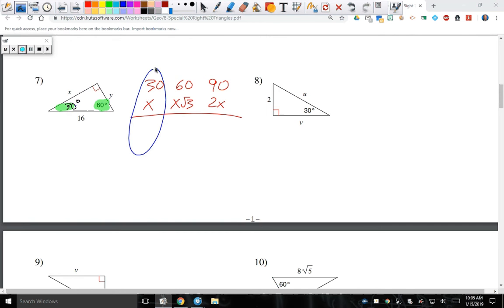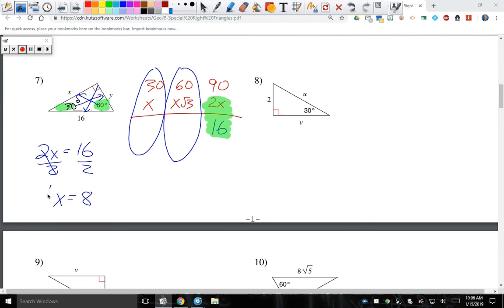So opposite from 30, they have y. I'm not going to write it down this time, okay? Opposite from 60, they have x. And then opposite from 90, they have 16. Notice that the only one that I can set equal to, so I can solve for x, where everything else is known, is the 90 piece. Okay? What do I do to solve for x? Anybody? Divide by 2. So when I divide by 2, see, the other one we didn't have to do that because there was nothing in front of the x. This one we do. Okay? So this right here, x is going to be 8.